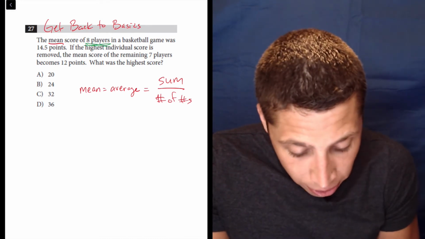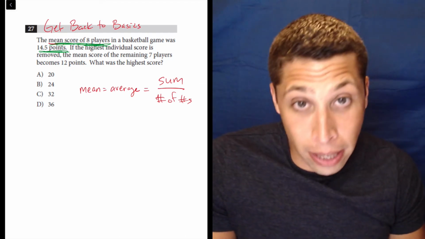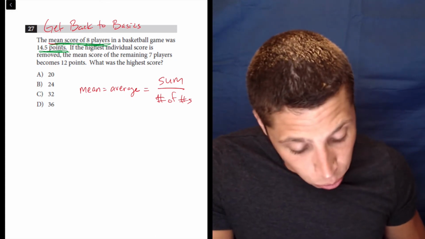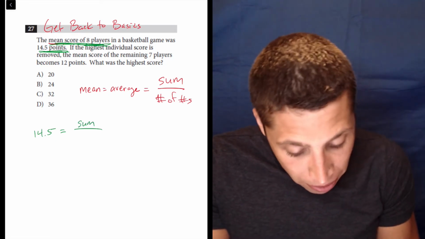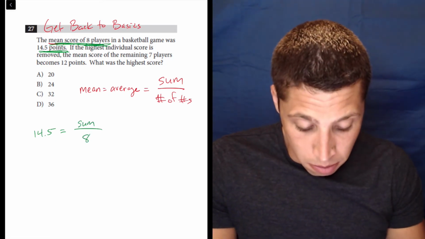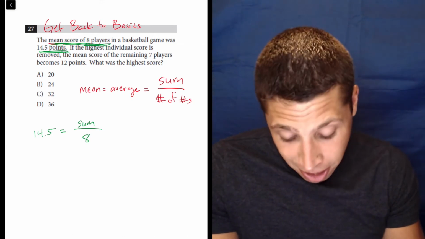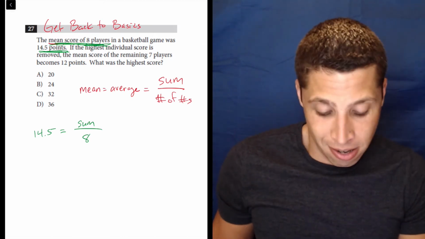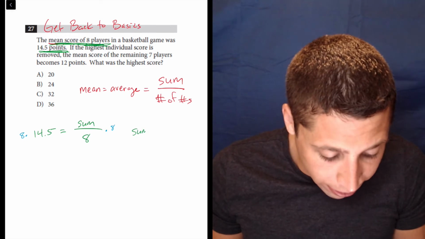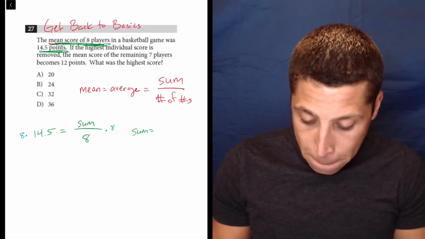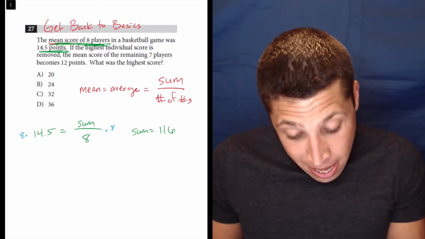So first and foremost, I get that there's an average of 8 players, and 14.5 is the average. So I'm just going to put those things where they belong, right? So the average is 14.5. I don't know the sum, but I do know that there are 8 players. Okay, well, I've got an equation with one unknown, and I can solve for the sum, right? I don't know why I would, but I can, so I'm just going to do it. And I do it by multiplying by 8 on both sides. So I get that the sum is equal to 116.